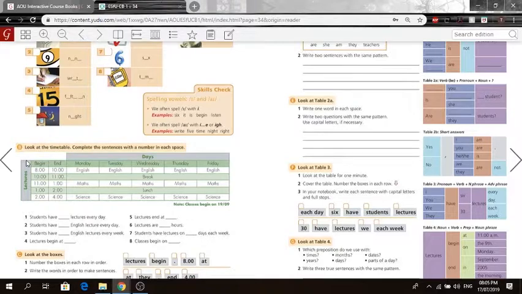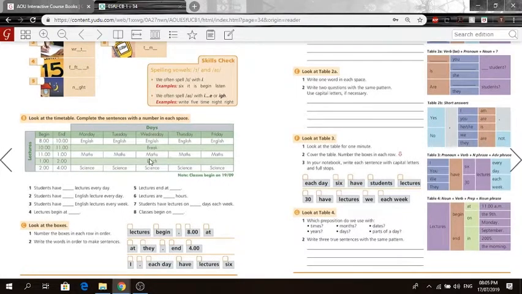So, moving on, look at the timetable, complete the sentences with the number in each space, okay? So, I want you to pause the video and take a look at this table right here and try to understand what it's saying. So, it says that lectures begin and end at these certain time frames, okay? Monday, Tuesday, Wednesday, Thursday, Friday. So it's basically like a timetable, right? Now he wants us to add numbers here.